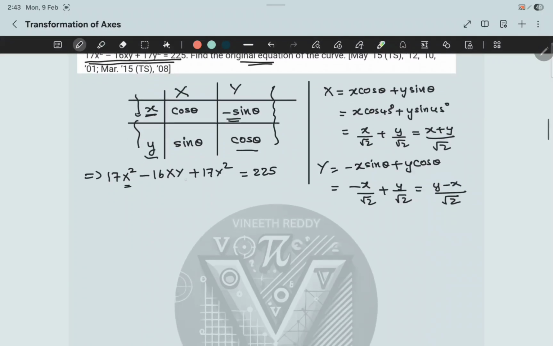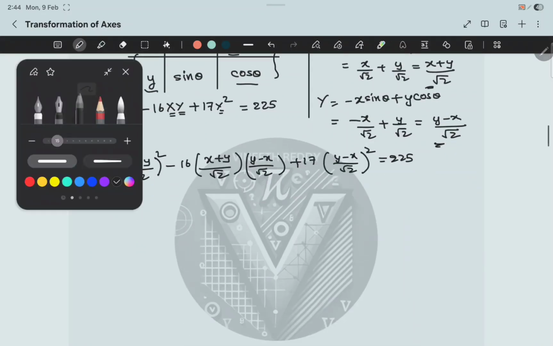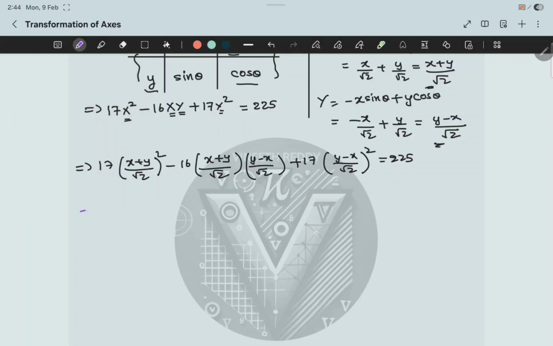Now we have to replace capital X and capital Y with these values. So we can write 17 into, instead of capital X, we can write small x plus small y by root 2 whole square, minus again x plus y by root 2, and capital Y is y minus x divided by root 2, plus 17 times y minus x by root 2 whole square is equal to 225. Now we have to expand the brackets.